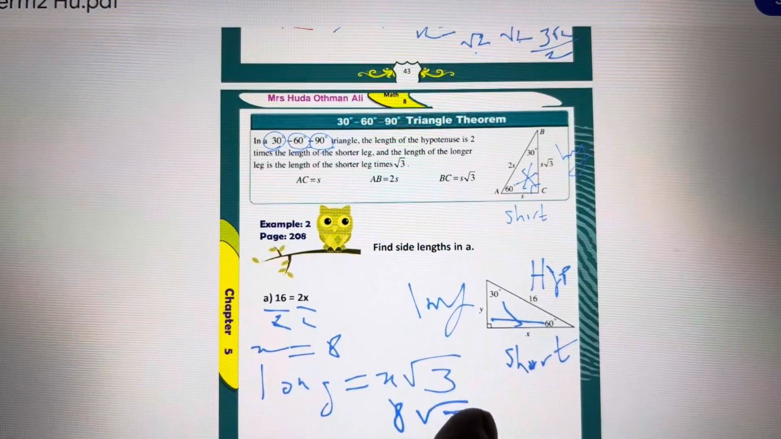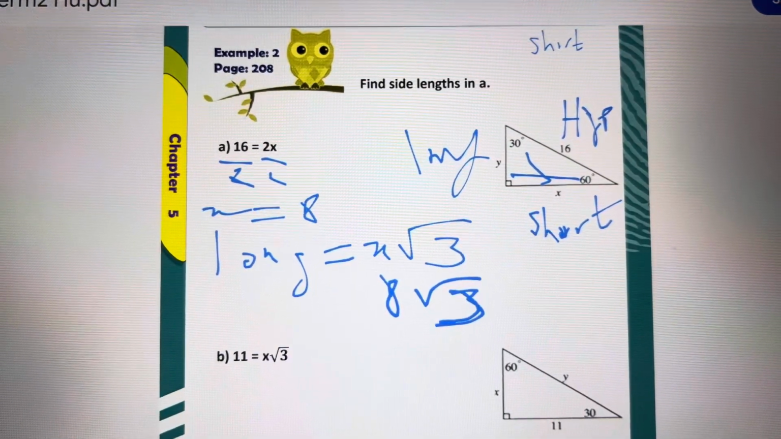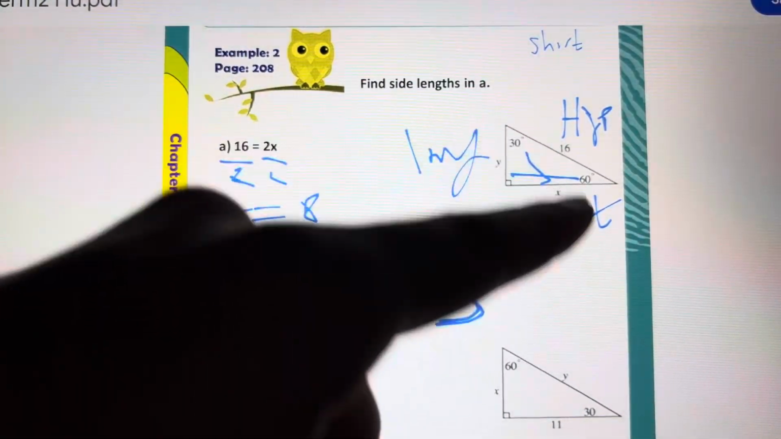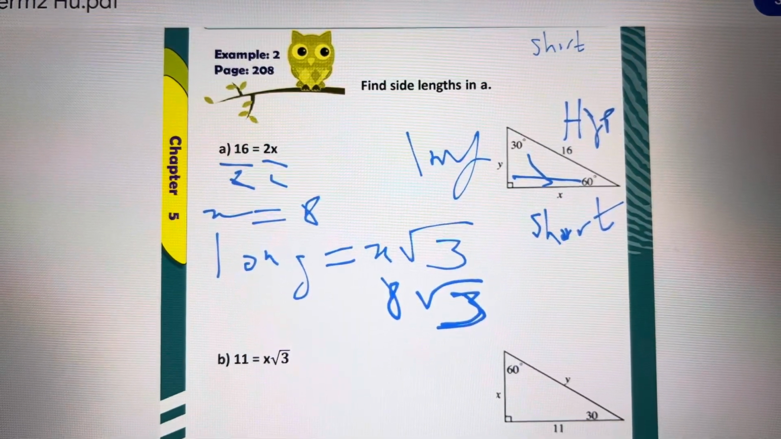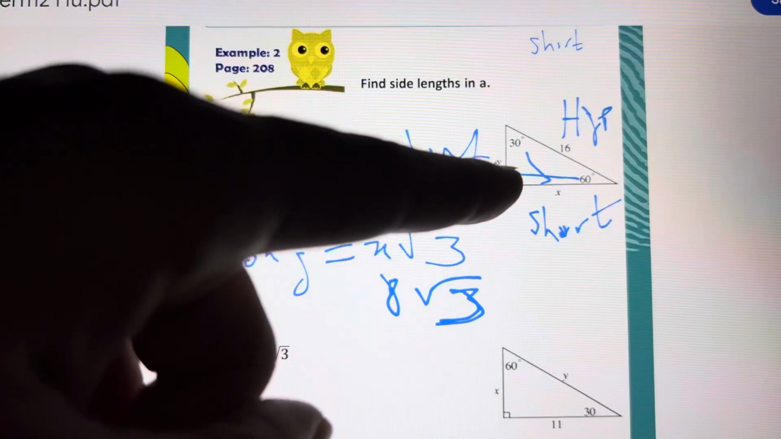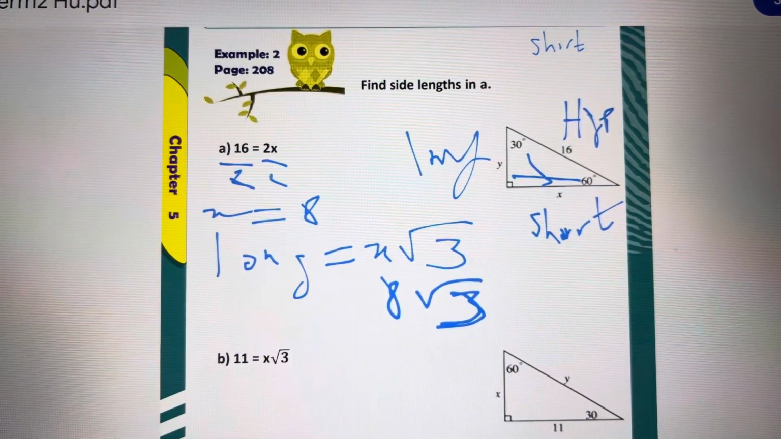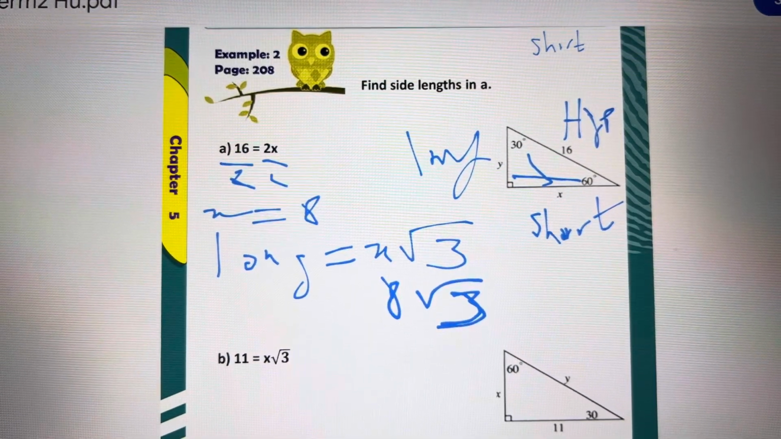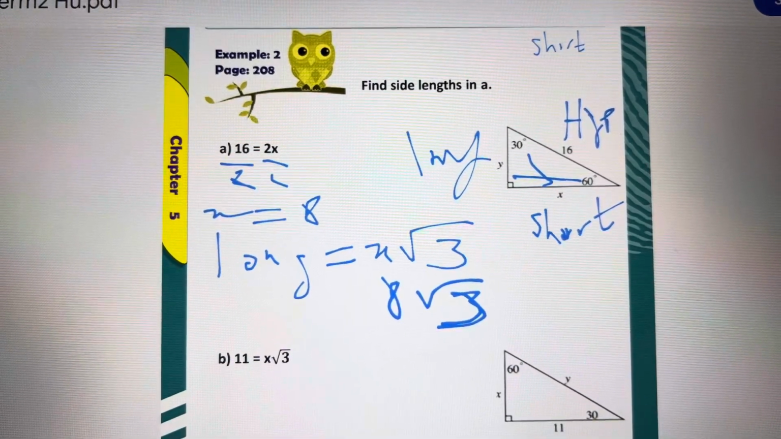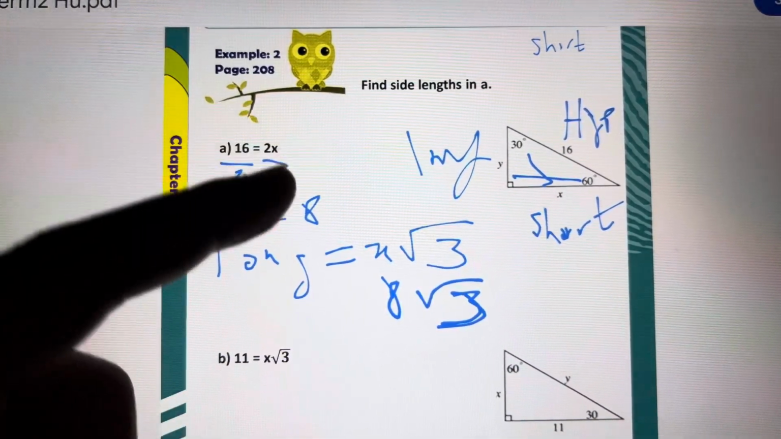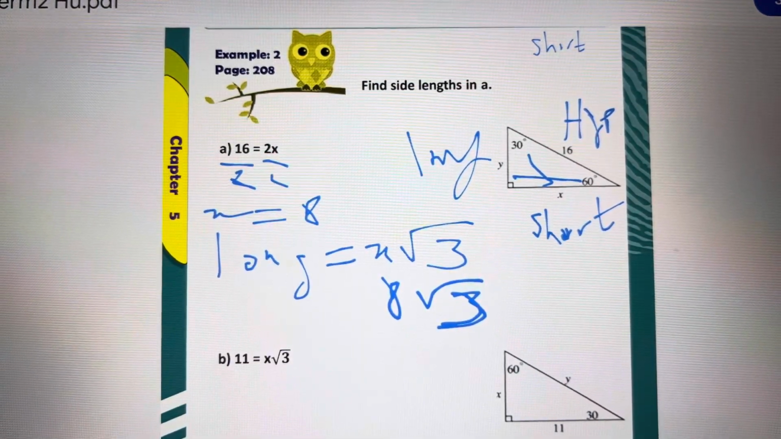What did we just find? We found the long side and the short side. The short side was the X, opposite to the 30, which we found was 8. And the long side was the opposite of 60. The rule for the long side, when I have a 30, 60, 90 special triangle, is X square root of 3. Instead of the X, I put 8 down and I put the square root of 3. That's it.